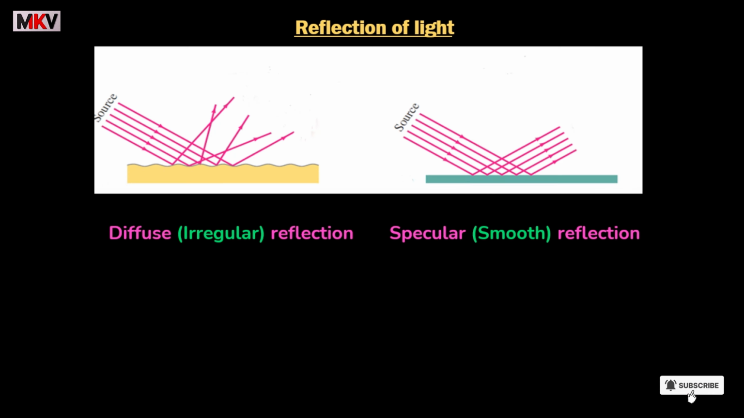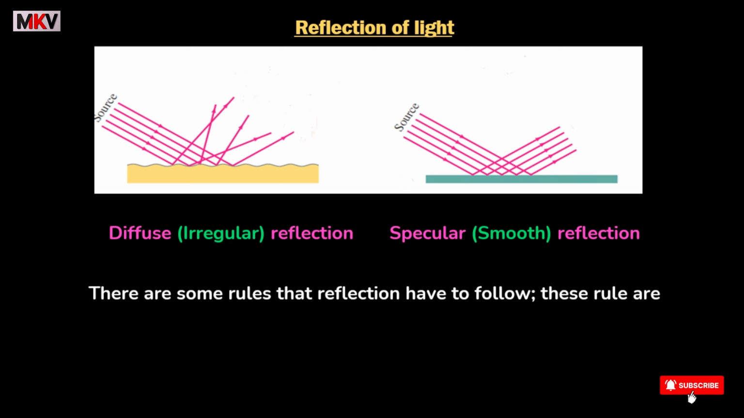So if you take a look at these two diagrams, the first one is the diffuse reflection from an irregular surface, and the second one is specular reflection from a smooth surface. With diffuse reflection, the angle of reflection is different from the angle of incidence. All the angles of reflection are different from the angle of incidence. And with specular reflection, the angle of incidence is the same as the angle of reflection because the surface is smooth. These are the two types of reflection that happen due to the surface at which the light is incident.